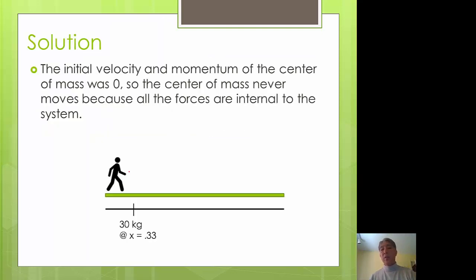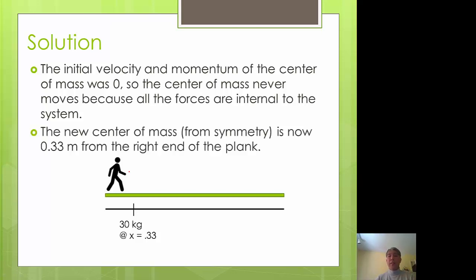Instead, because we can ignore all the external forces, we can treat it as a system, and as a system, there is no external force. If there was an external force, that would be an impulse into my system, but there isn't any. So my center of mass never moves. It's at x equals 0.33, and it stays at x equals 0.33 as he walks this entire time. By symmetry, when he gets to the end of the plank, it will be 0.33 meters from the right end of the plank.